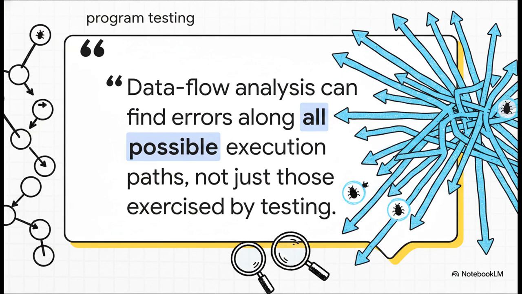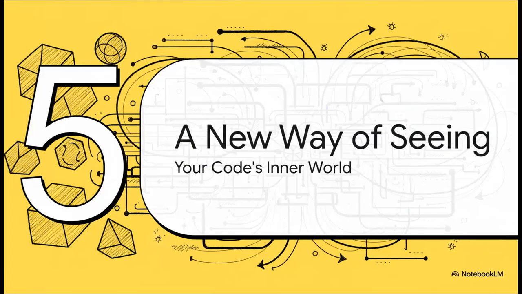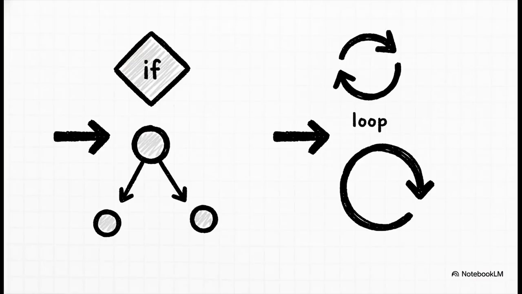But here's where it gets really, really powerful. Think about program testing. Testing only checks the paths that your specific test data happens to run through. But this kind of analysis on the flow graph, it can check every single possible path. All of them. And that lets it find bugs and potential errors that normal testing could miss for years. So when you think about it, what we've really done here is learn to see our code in a completely new dimension. We've kind of peeled back a layer and uncovered this hidden world that lives just beneath the surface of the text.